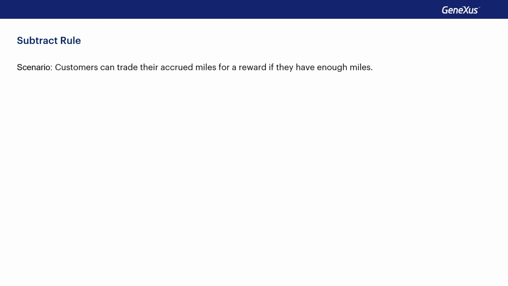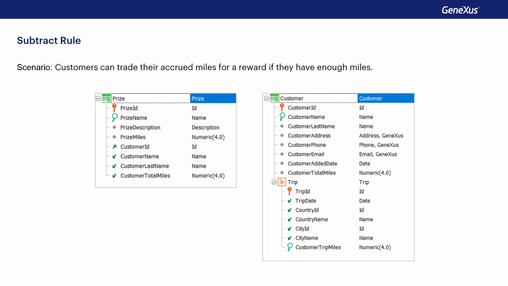Now let's move on to the subtract rule, which has a similar behavior to the add rule. We have a prize transaction that allows us to define rewards to be redeemed for miles. Each reward has a number of miles required to make the redemption. So when trying to assign a reward to a customer, you must first confirm that the customer's miles are enough for the exchange. If they are enough and the reward is taken, the miles redeemed must be subtracted. Otherwise, an error message must be displayed.